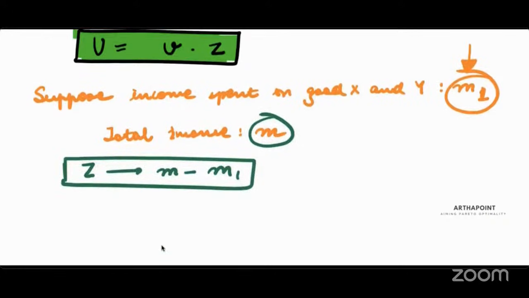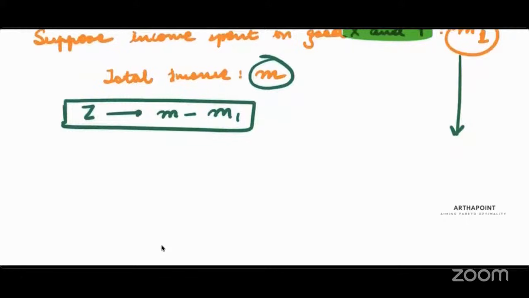But let's just focus for a while on this M. If M1 is what I am spending on good X and Y, I can write a smaller budget saying that the expenditure I do on X plus the expenditure I do on Y is equal to M1. I'm spending M1 on X and Y together.